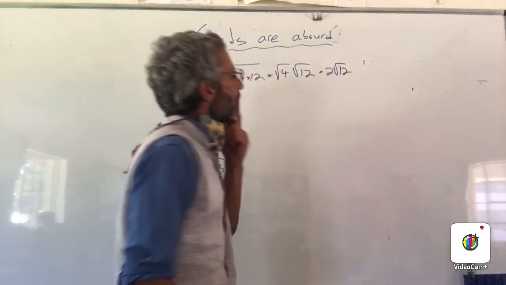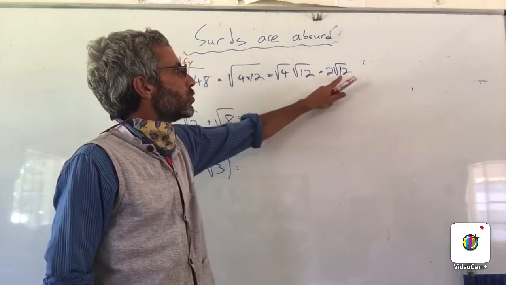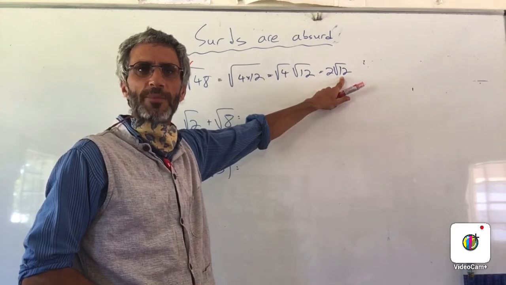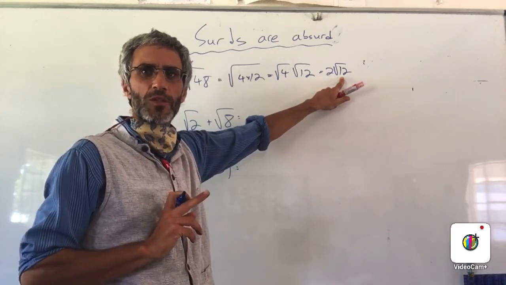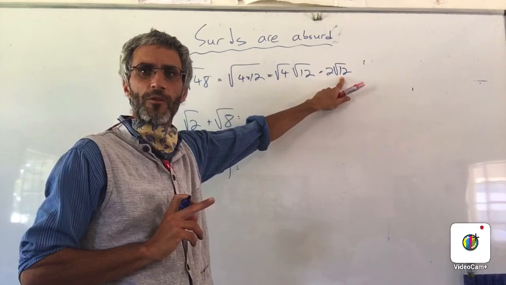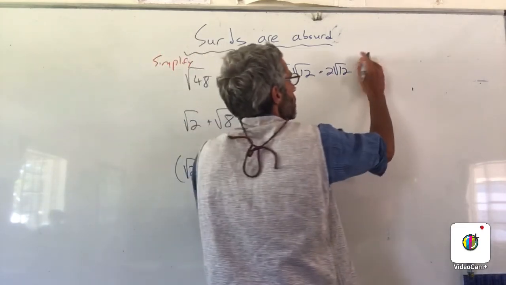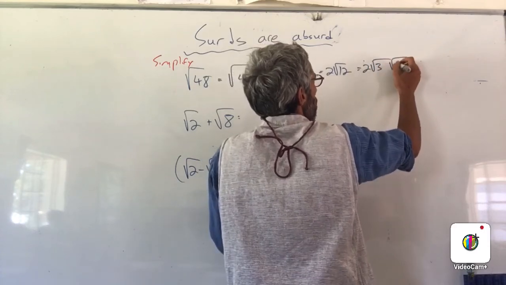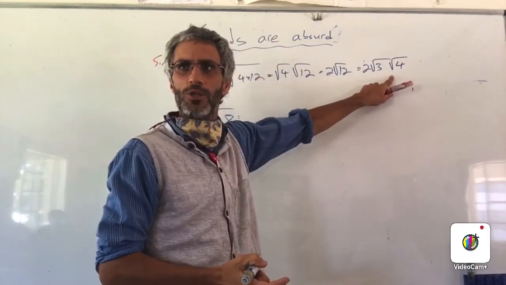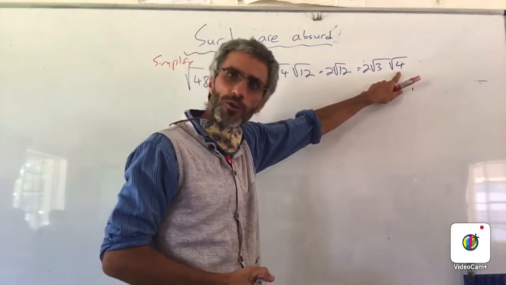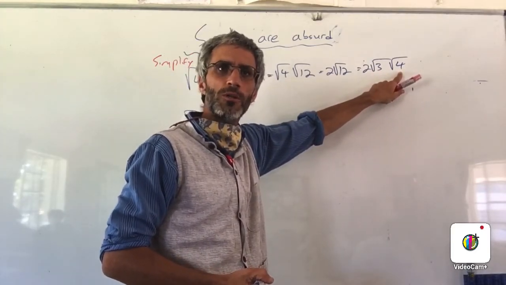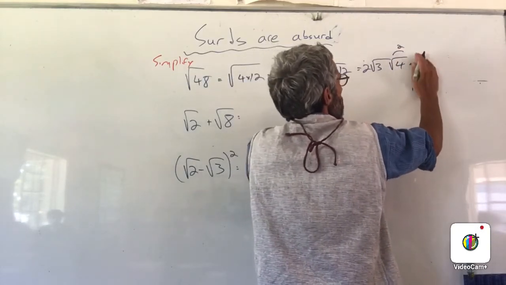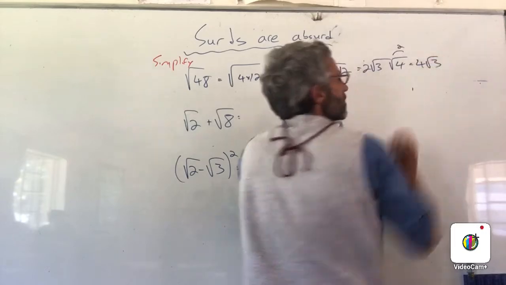Okay? Now the problem is that 12, I can still simplify it. 2 times 6, but none of them is a perfect square. 3 times 4. So I can write it like this: 2 times square root of 3 times square root of 4. And you see what I've done? I've skipped a stage. Because 12 is 3 times 4, and 4 is also a perfect square. What is the square root of 4? 2. So then I get 2 times 2. The answer is going to be 4 square root of 3.